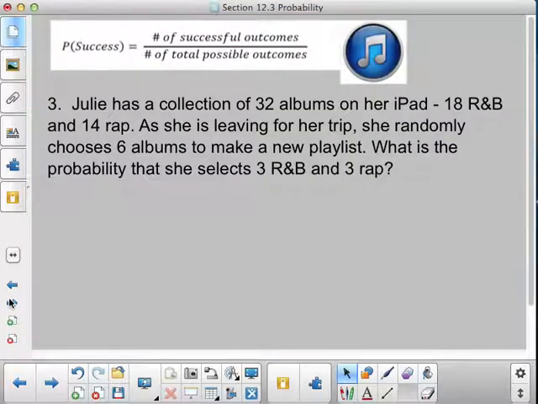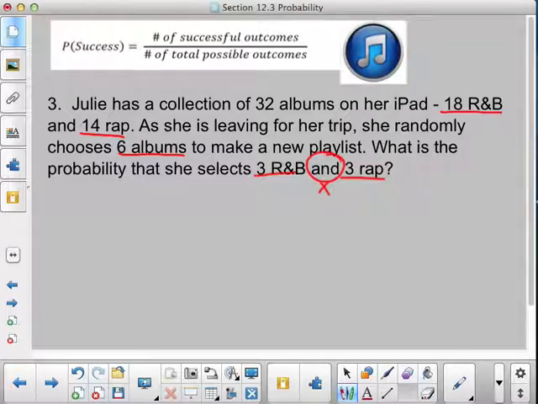Example 3 says, Julie has a collection of 32 albums on her iPad. There are 18 R&B and 14 rap. As she is leaving for her trip, she randomly chooses 6 albums to make a new playlist. What is the probability that she selects 3 R&B and 3 rap? Well, order doesn't matter. She's just selecting them. So once again, this is going to be a combination. And typically, whenever we see the word and in probability, it's multiplication.